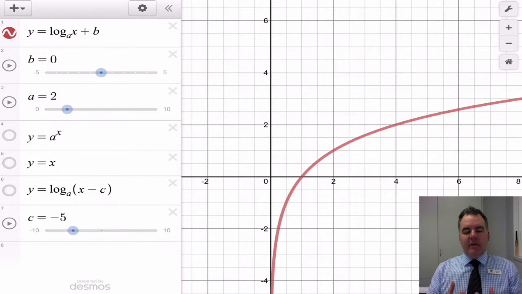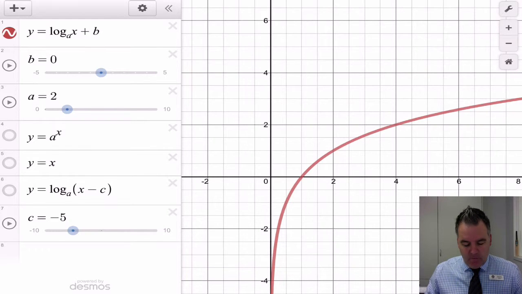Okay, so what happens if the base of the logarithm is not a positive whole number, if it's a fraction, so if it's between 0 and 1? Having log base 0 doesn't make sense, so we're looking at logarithms where the base is between 0 and 1 now. So what happens to the graph?